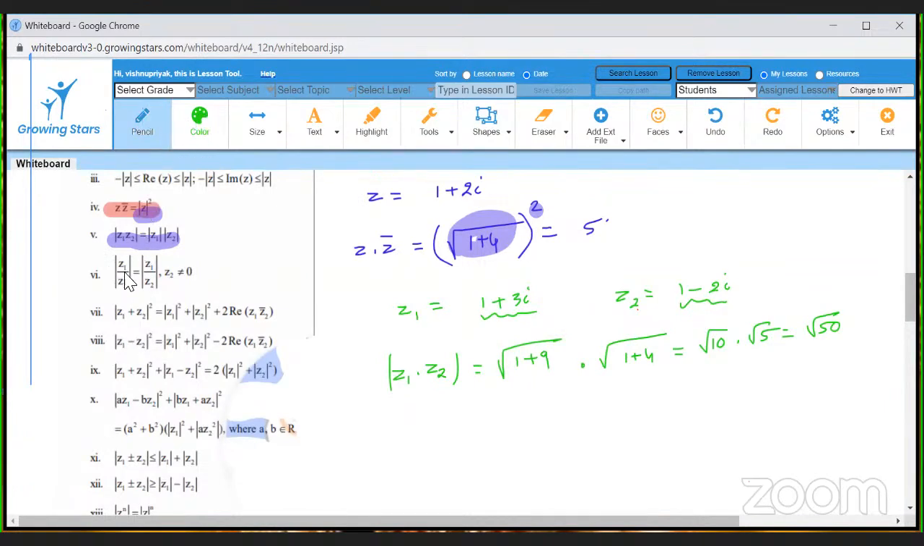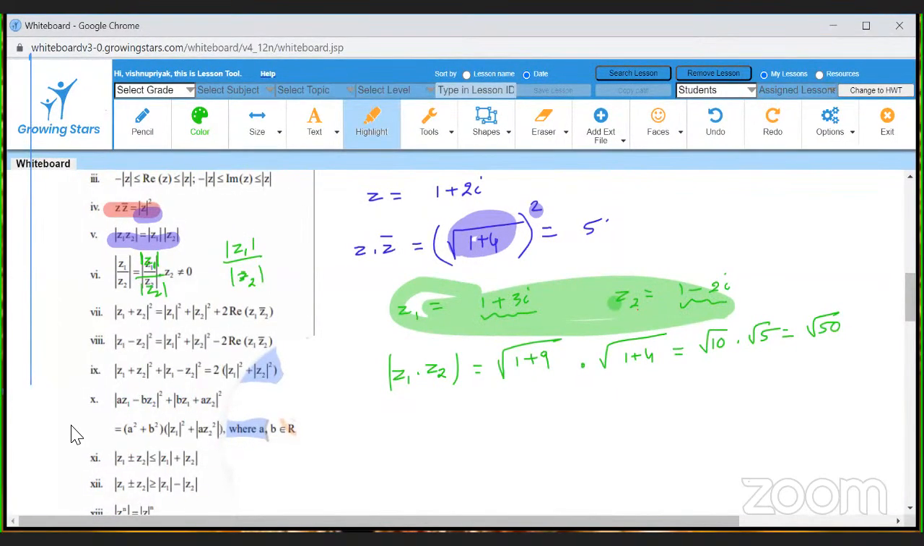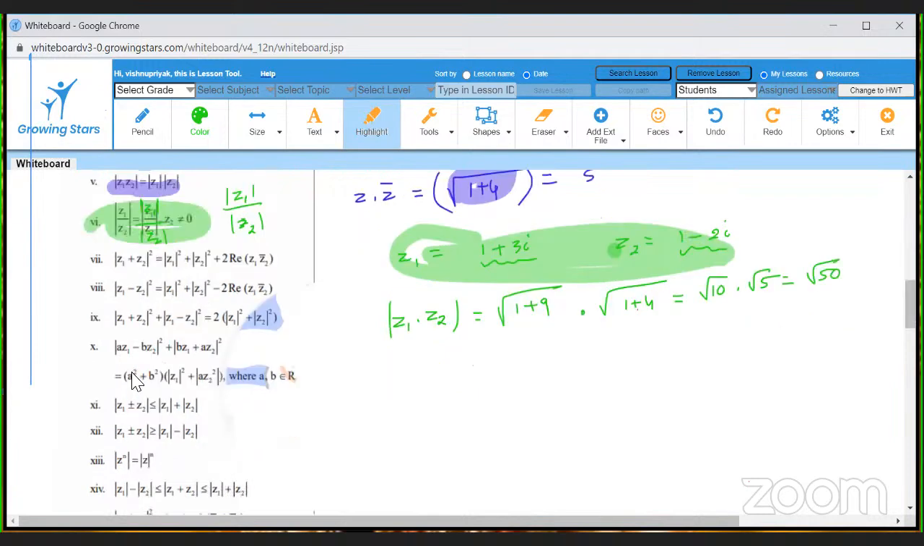Like that. The next formula. Mod of z1 by z2 is mod of z1 by mod of z2. There is a printing mistake here. Mod of z1 by mod of z2. Like this, take one example and practice all the formulas. Only some important, interesting formulas I am underlining and highlighting. The remaining you can also find out.